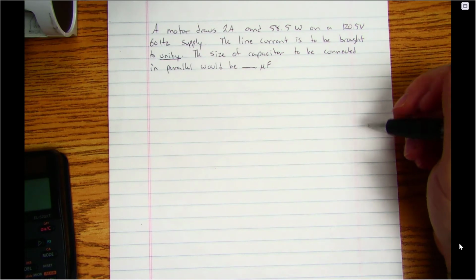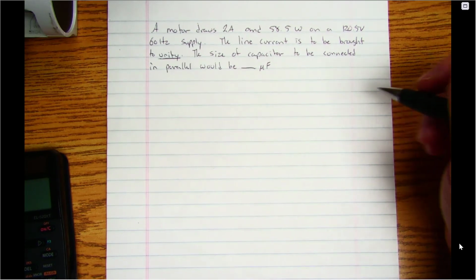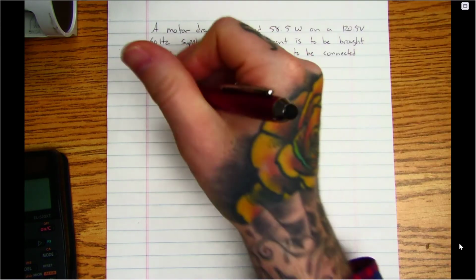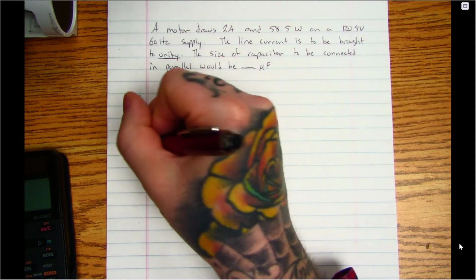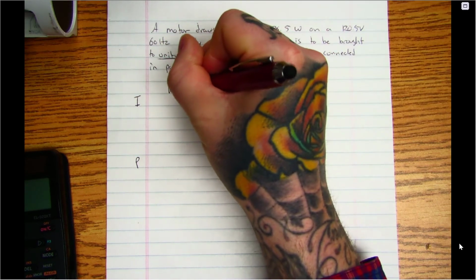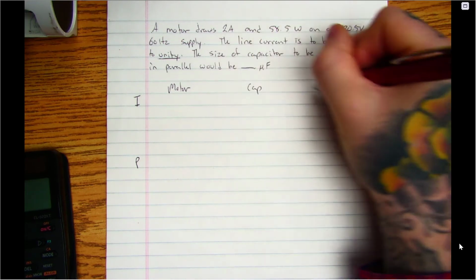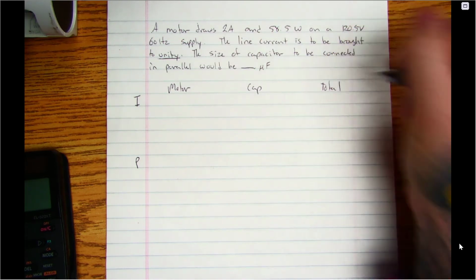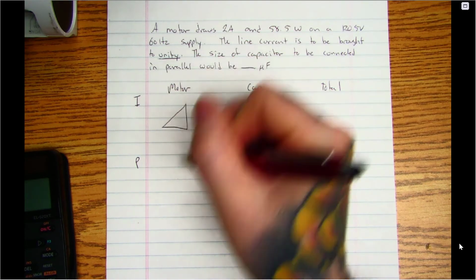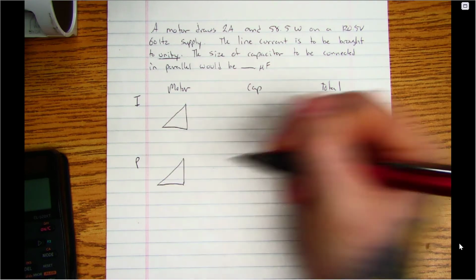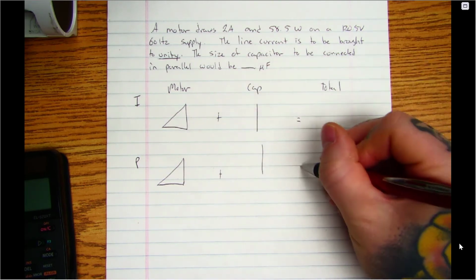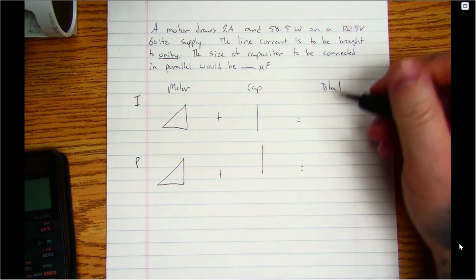Obviously that's hard to achieve in real life, but theoretically we can definitely calculate that. So again, this is like a parallel RLC, so we're going to have our current in our power section. We have our motor, our capacitor bank, and our total at the end. Our motor is going to be a triangle again. It's got both resistive and reactive portions. The capacitor is just reactive.